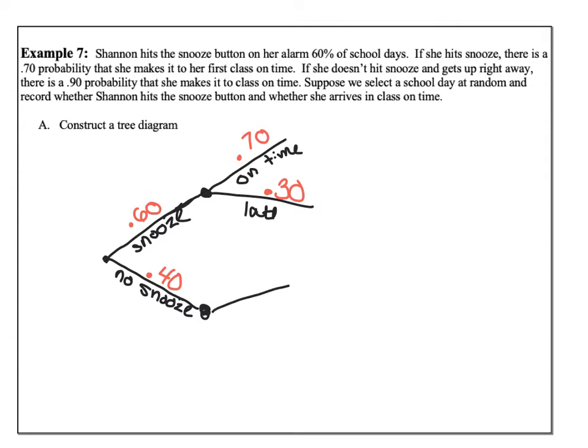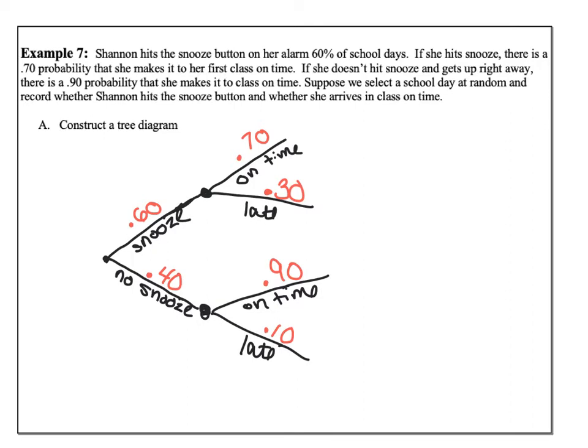Okay, so she didn't hit the snooze. Sometimes she's on time, but sometimes she's still just late. What percent? Well, it says 90% of the time she's on time when she didn't hit the snooze, so 90%, and that means the other 10% she's late.